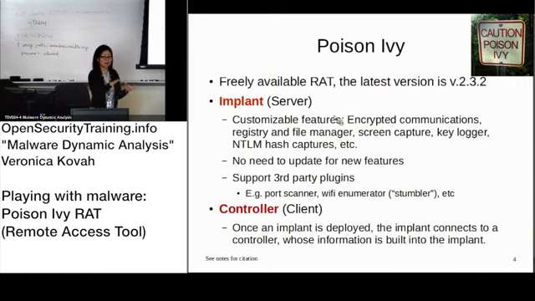That's called the implant, and the controller is the one that, from the outside, connects to the implant and then looks around this compromised machine. So this is the more general term, implant and controller. But on the Poison Ivy website, they call the implant a server and the controller a client. I think the reason is that once the implant runs, it is waiting for the controller to connect, right? That's why the Poison Ivy documentation keeps calling it a server and client. But for this class, I'm going to call them implant and controller, or vice versa. If it's a little confusing, I'm going to make it clear what it is.